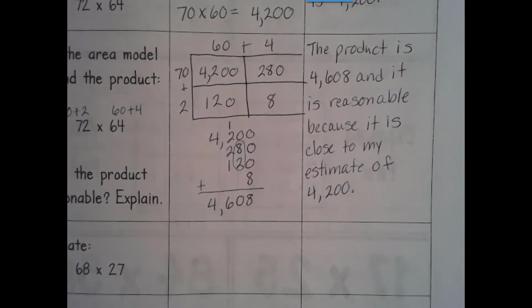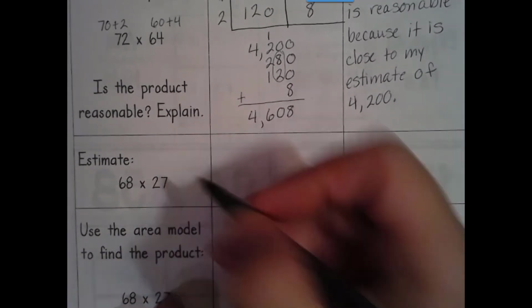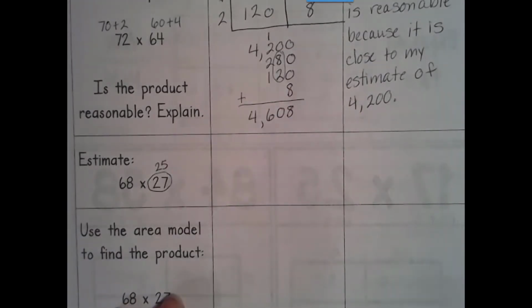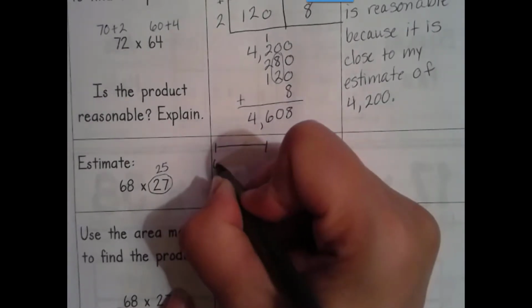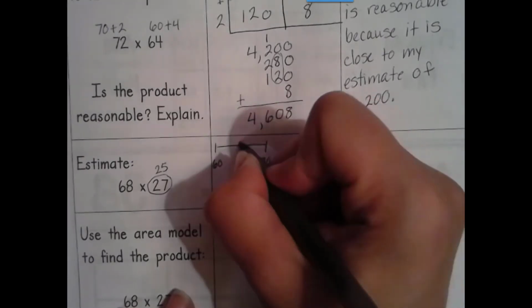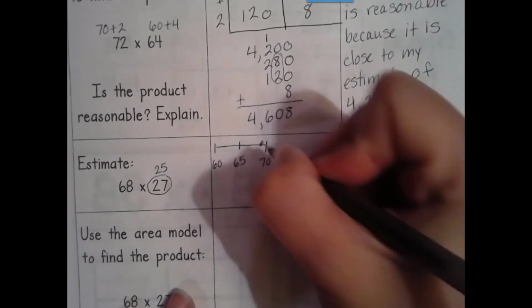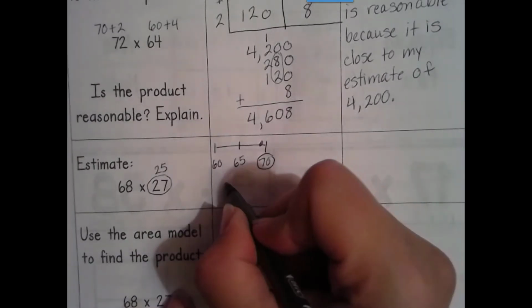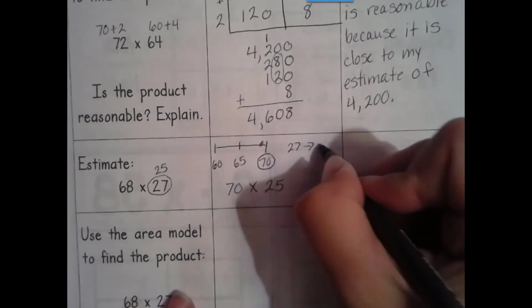All right, one more. So we're going to look at compatible numbers here for our estimate. Is either one of these close to 25? Yes, this one's close to 25. So I'm going to use that compatible number for 27, and then I'm going to round the other one. So it's between 60 and 70. Halfway is 65. 68's right around here, so 70. I'm going to do 70 times 25, because 27 is close to that compatible number.